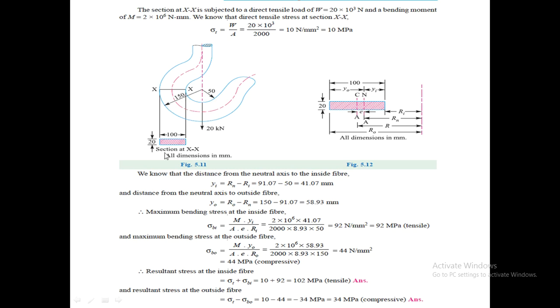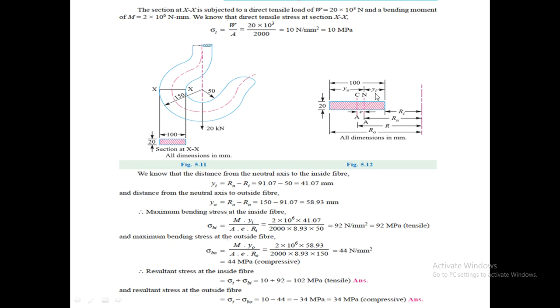Considering the cross section at XX with respect to the load acting downwards, which is 20 kilonewton, the dimensions are given. The distance between the inner edge and the load acting downwards is Ri, and the distance between the outer edge and the load acting downwards is Ro, or R outer. Rn is the distance from the neutral axis to the load acting downwards, and R is the distance from the central axis to the load acting downwards. Yi is the distance from the neutral axis to the inner fiber, and Yo is the distance from the neutral axis to the outer fiber.